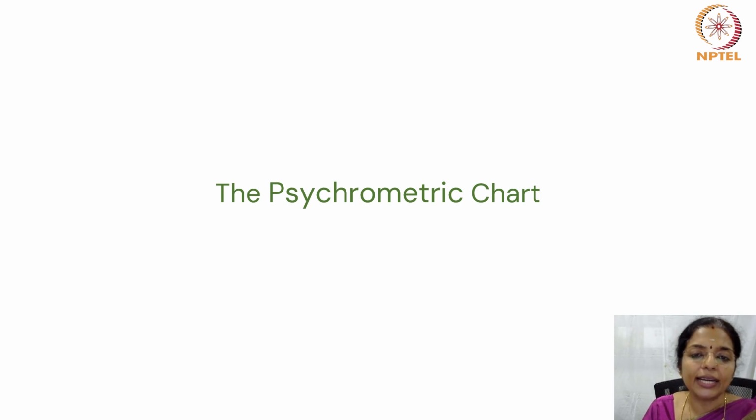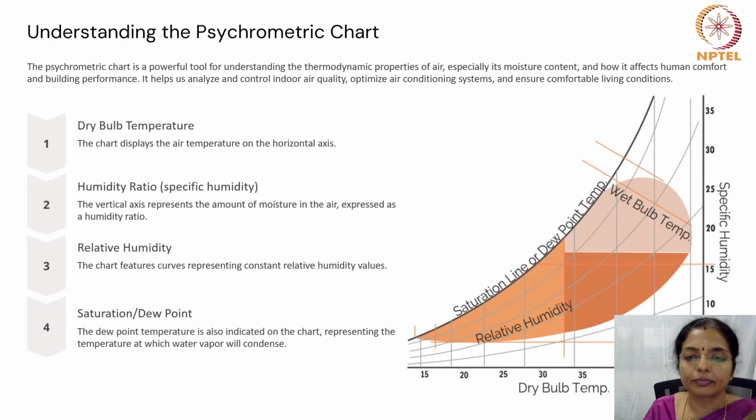Let us now look at the psychrometric chart. Now, how do we understand the psychrometric chart? The psychrometric chart is a powerful tool for understanding the thermodynamic properties of air, especially its moisture content, and how it affects human comfort and human performance. It helps us to analyze and control indoor air quality. It optimizes air conditioning systems and ensures comfortable living conditions.